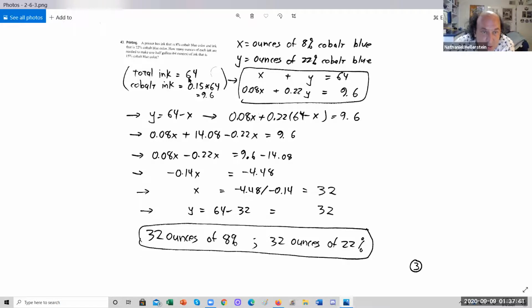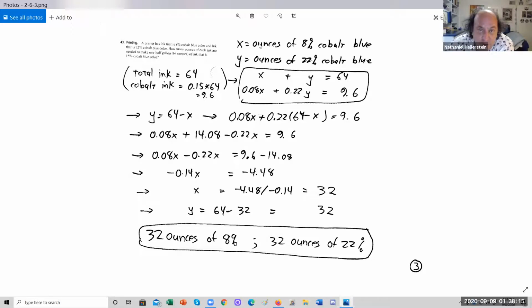The total ink is 64 ounces. The amount of cobalt ink in that is 15% of that 64, which is 9.6. Total ink is 64. Now, by the way, this is what I mean by rhetorical algebra, because on the left side is some words, something equals 64. Well, what's the total? Well, it's x ounces of this, y ounces of that. So x plus y is the total amount of ink, and the sum equals 64.